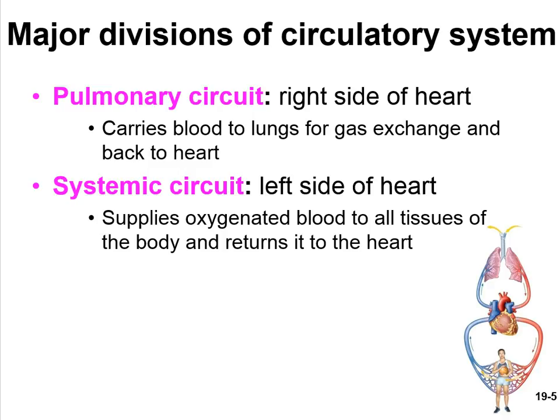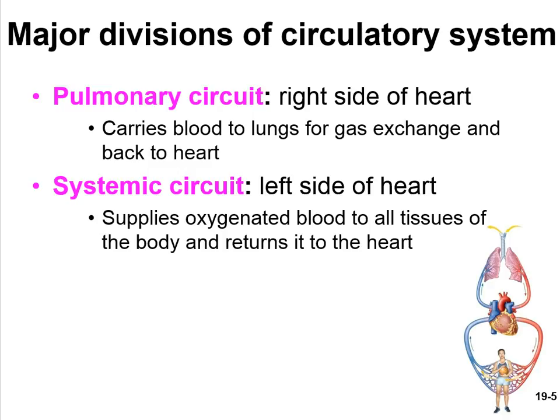There's two major divisions of circulation. First, there's the pulmonary circuit. This generally happens on the right side of the heart. Blood comes into the heart on the right side from the body and goes through the right side of the heart and actually exits the heart to go to the lungs for gas exchange, which is releasing carbon dioxide to the lungs and taking in oxygen through diffusion.